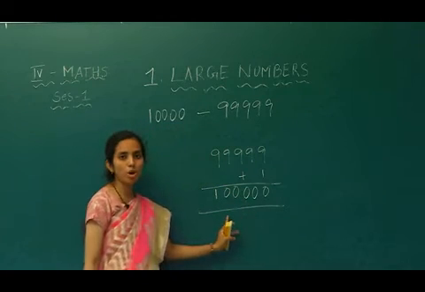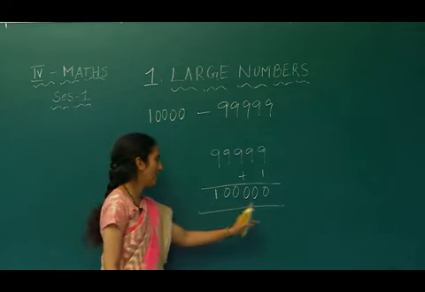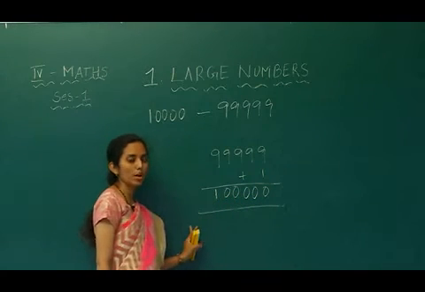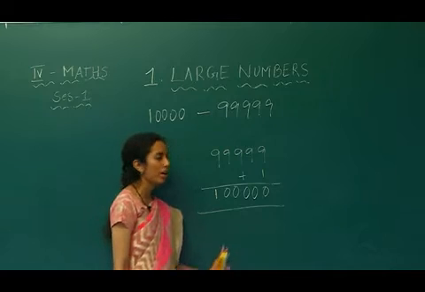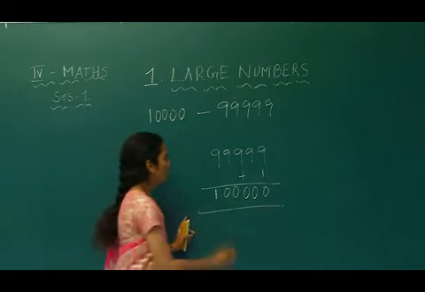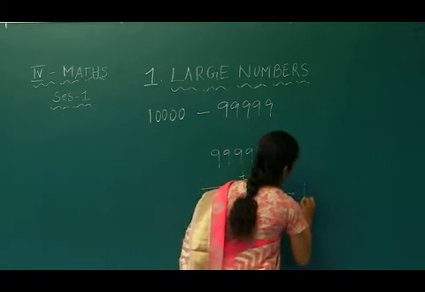so this is the result we get, that is 1, 2, 3, 4, 5, 6, a 6-digit number, the first 6-digit number and the smallest 6-digit number. So what do we call this number? We call this number lakh.